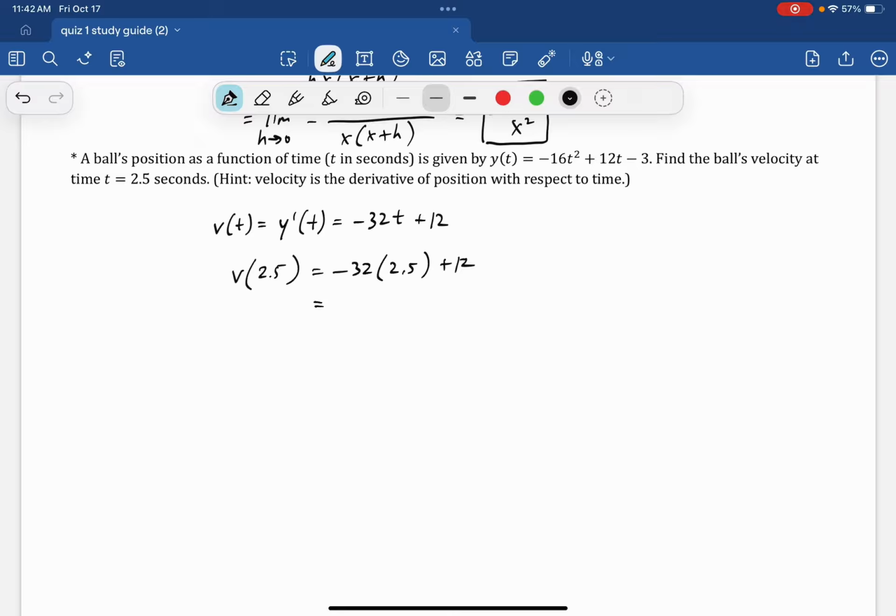What is this? 32 times 2.5, that's 80. So it's minus 80 plus 12. Well, I hope it is. Otherwise, this is wrong. So the answer is negative 68. Hopefully that's right. It's been a while since I've done much arithmetic.